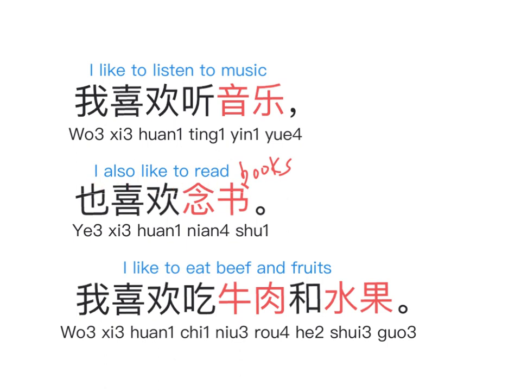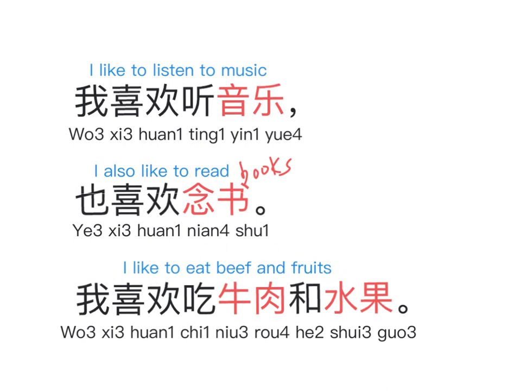The last one, 我喜欢吃牛肉和水果. 我喜欢, again, I like. 吃 is eat. 牛肉 is beef. We already studied that last time. And 水果 is fruits. Okay, additional vocabulary you have to learn. So 我喜欢吃牛肉和水果. I like to eat beef and fruits. One more time. 我喜欢吃牛肉和水果. I like to eat beef and fruits.